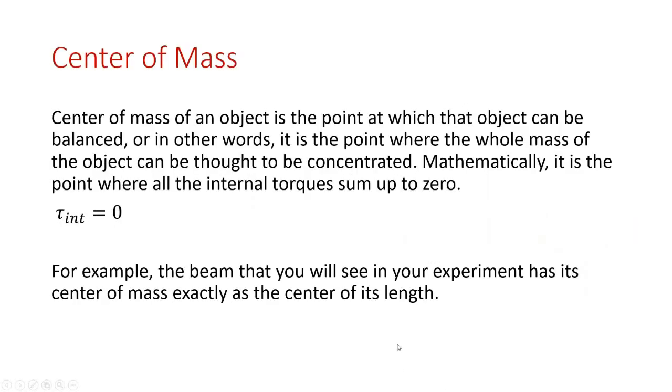Before we look at some examples of torque, let's look at what center of mass is. Center of mass is that point where the whole mass of the object can be thought to be concentrated. It's the point where the object is balanced. Mathematically, it is the point where all the internal torques cancel each other out and the sum of those torques is 0. For example, the beam that you will see in your experiment has a center of mass which lies exactly at the center of its length.